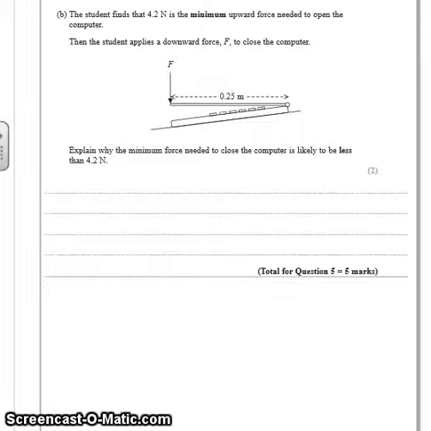The student finds that 4.2 newtons is the minimum upward force needed to open the computer. Then the student applies a downward force to close the computer. Explain why the minimum force needed to close the computer is likely to be less than 4.2 newtons. Well, when you're closing the door, the force that you apply is not going to be the only force which is trying to turn this laptop lid in an anti-clockwise direction.